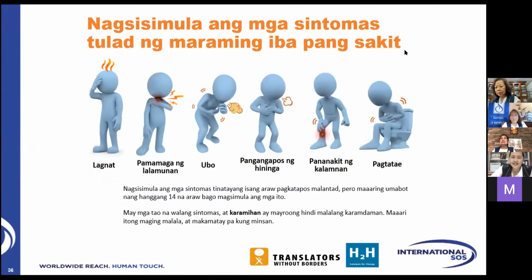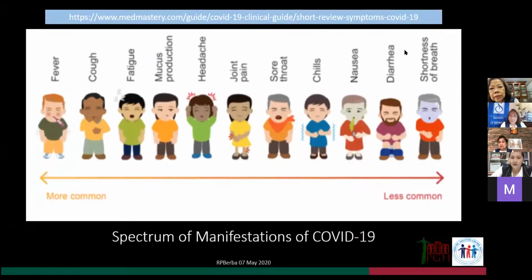So all of this could happen. It could happen for a long time or it could happen transiently. But in this time and age, ngayon, pandemic period, when any of this occurs, I suggest you don't shrug it off and instead have a test. No? So there's more common at saka less common.